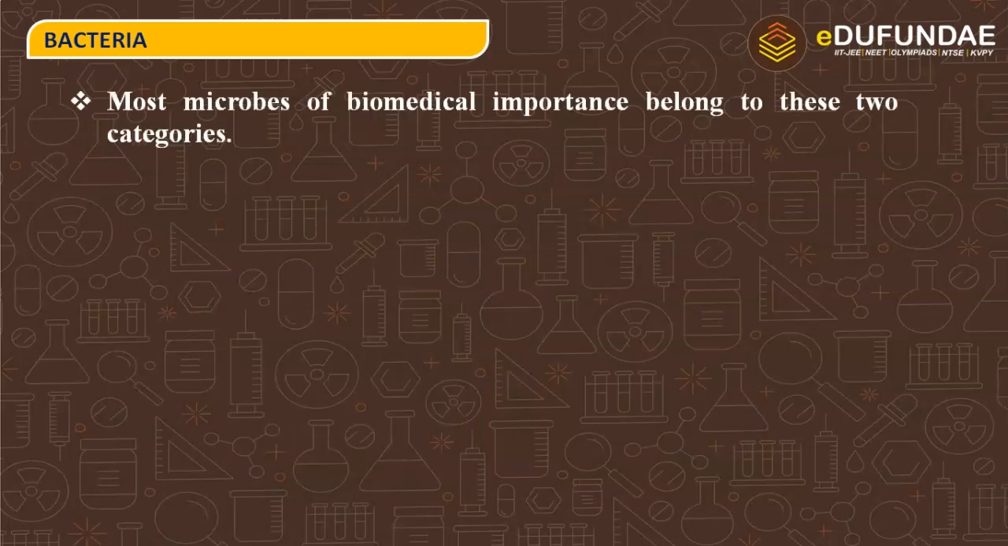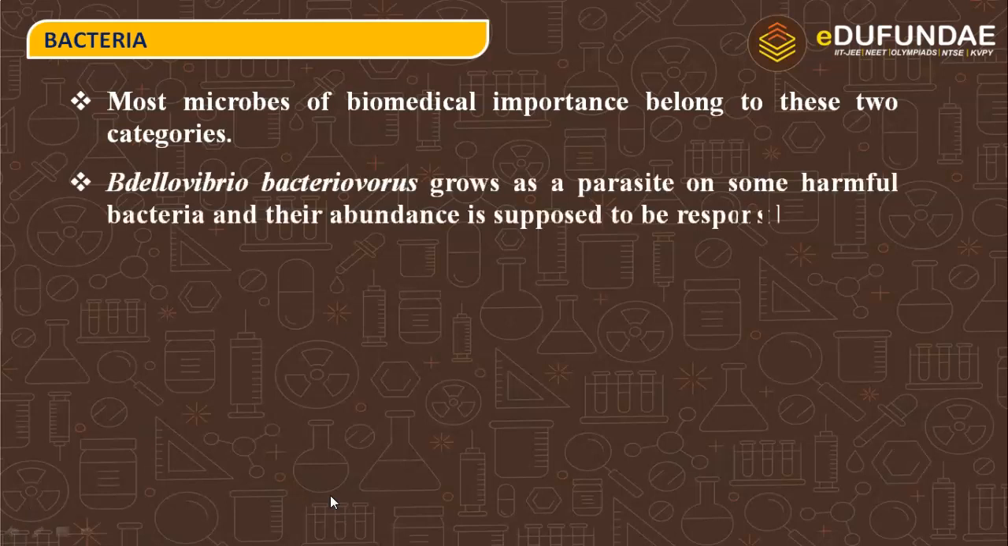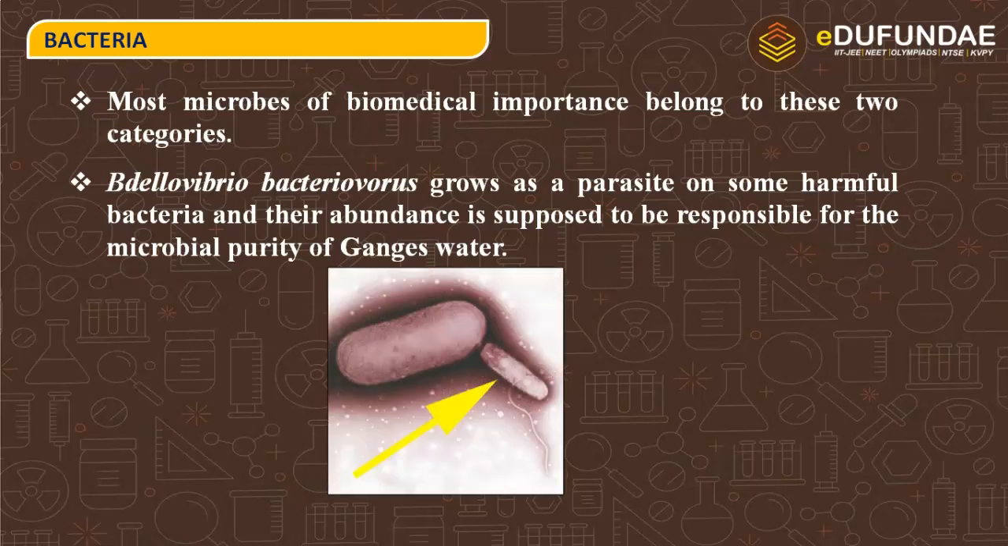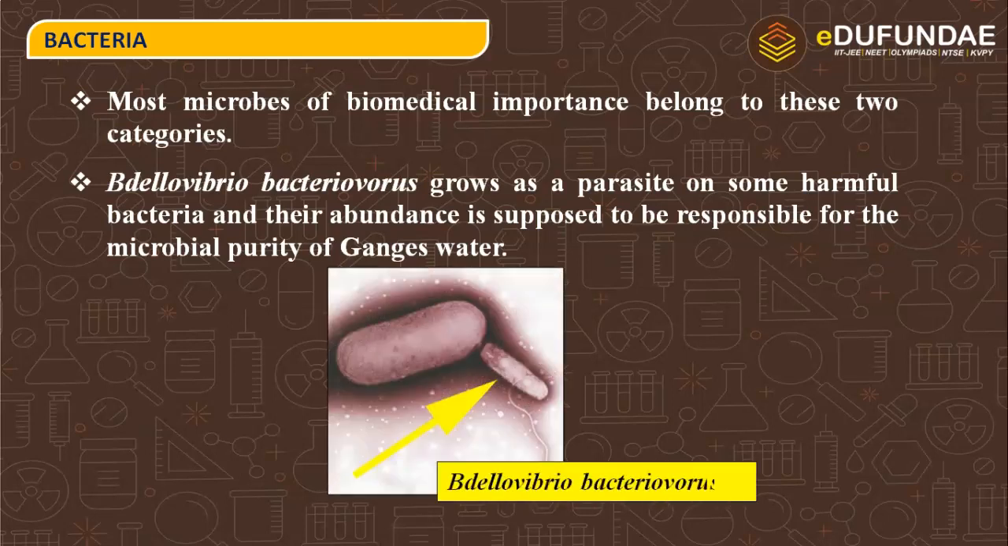Next we see that most microbes of biomedical importance belong to these two categories. Bdellovibrio bacteriovorus grows as a parasite on some harmful bacteria, and their abundance is supposed to be responsible for microbial purity of Ganges water. So this is the structure we see over here of Bdellovibrio bacteriovorus.